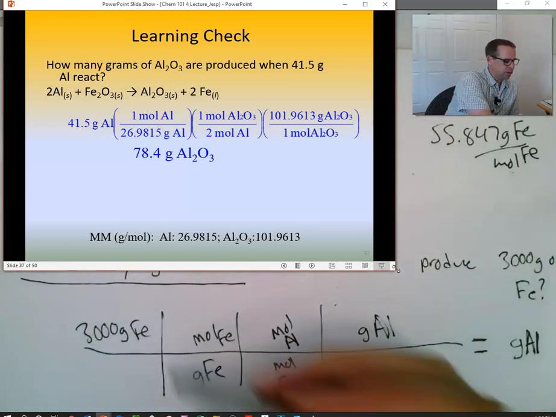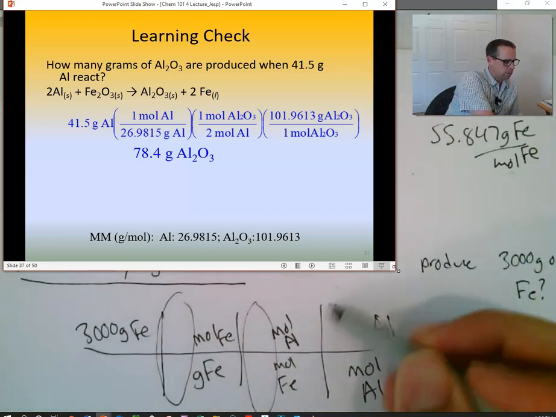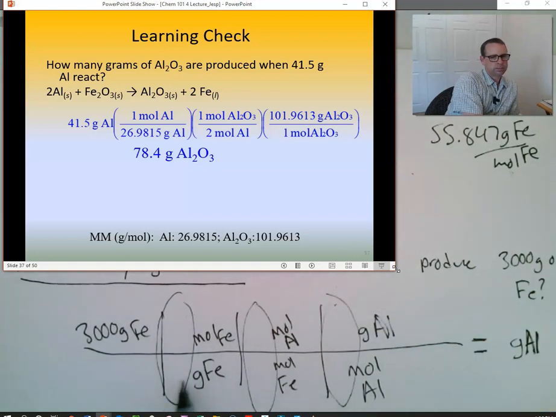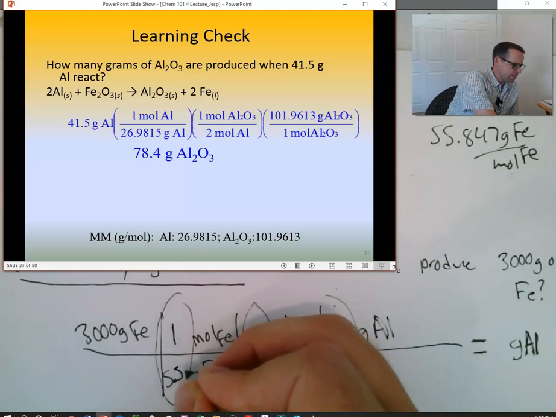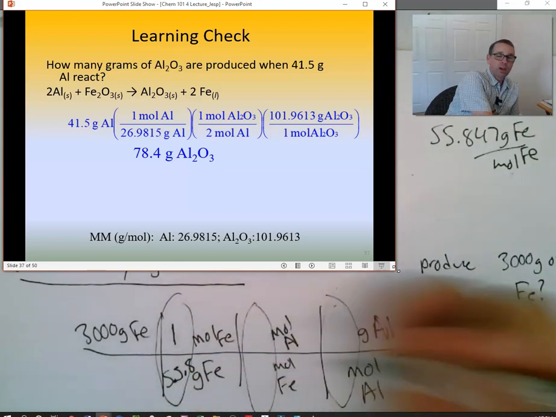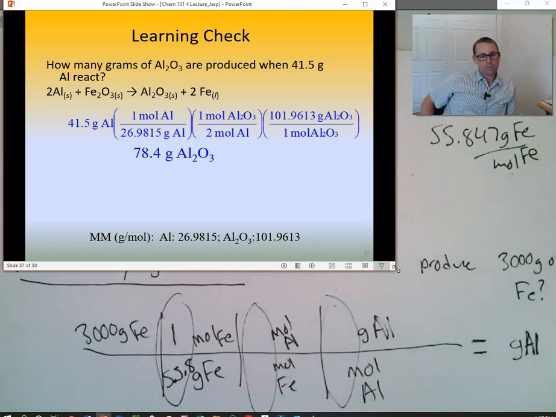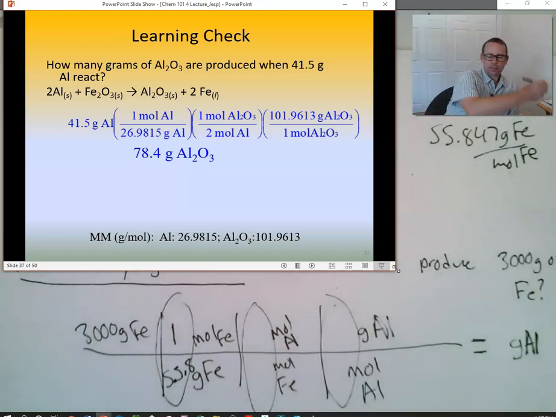So let's see if we can fill the values in here. What are the numbers for this first one here? Okay, so 1 mole would be 55.8. Well, we could just say 55.8, right? It's fine. Yeah. Great. Okay. Now we're going to go from moles of iron down below. So that would be 1 mole of iron.